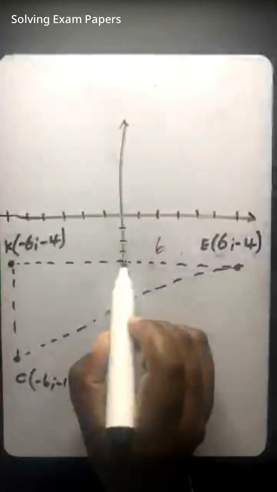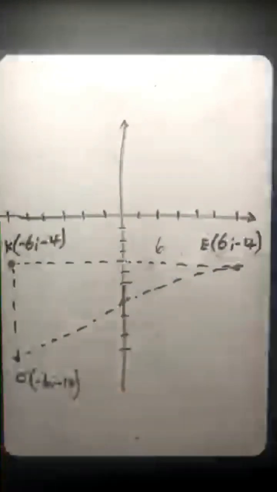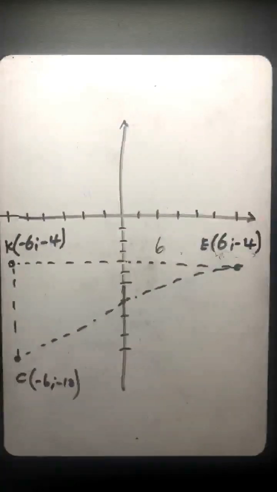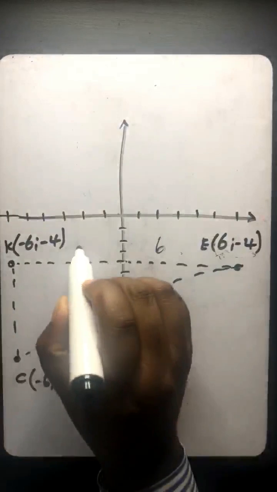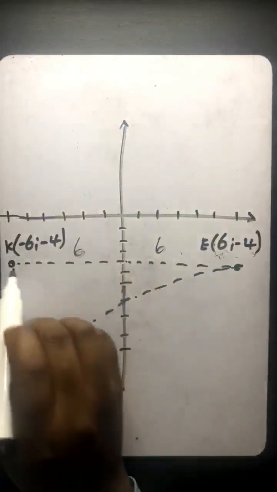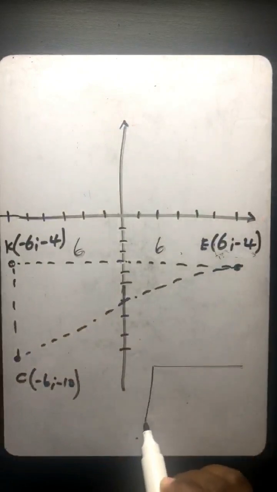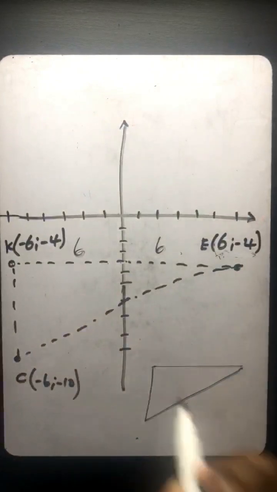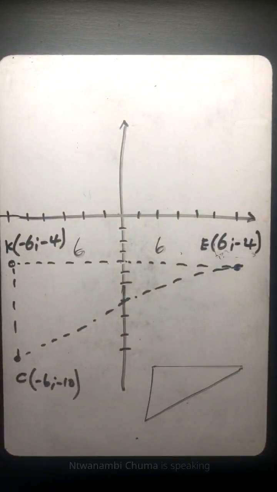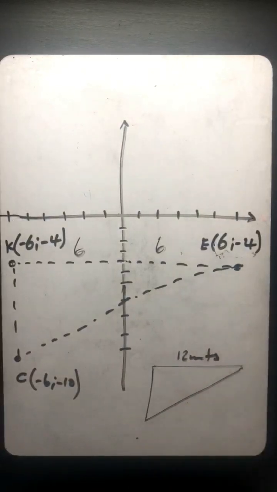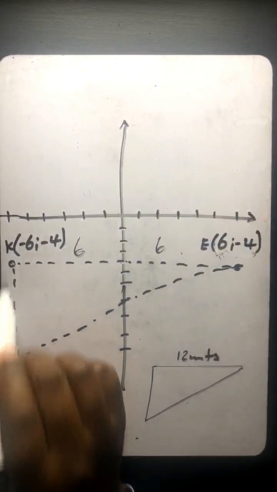What is the length from there to there? It's 6 as well, positive 6 because it's a length. So that means from there to there, we already know what that length is. It's 12 units. The length is going to be 12 units. 100%.